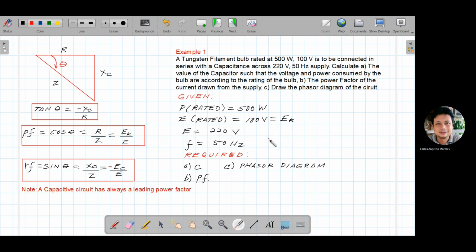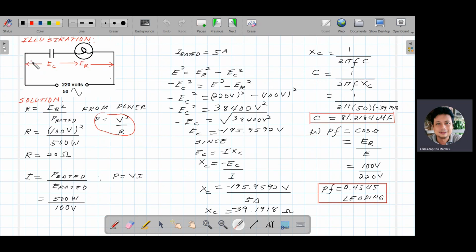So our rated power is 500 watts, and our rated voltage is 100 volts, which is E_R also. The input is 220 volts, and the frequency is 50 hertz. So what we are looking for is the capacitance, the power factor, and the phasor diagram. So, this is our illustration.